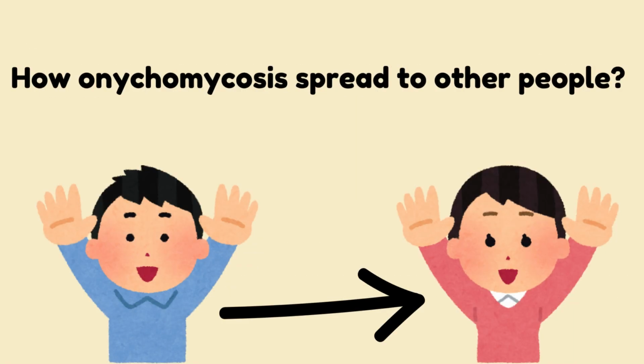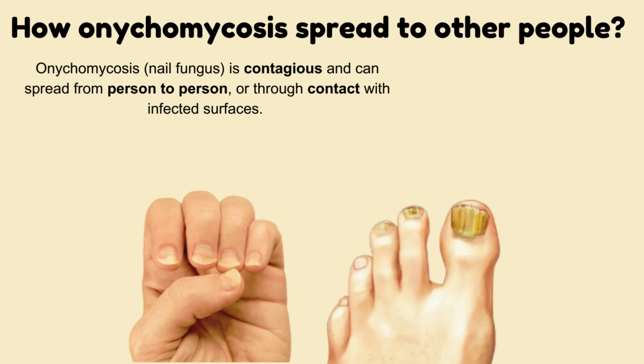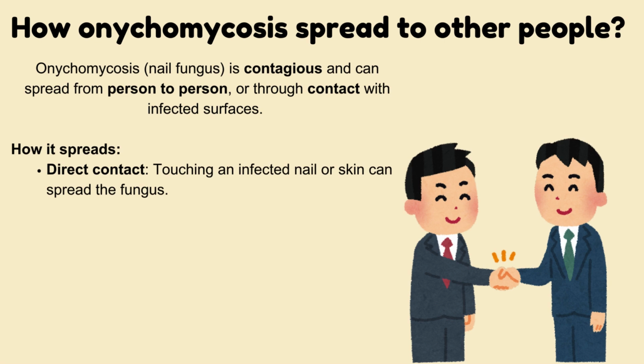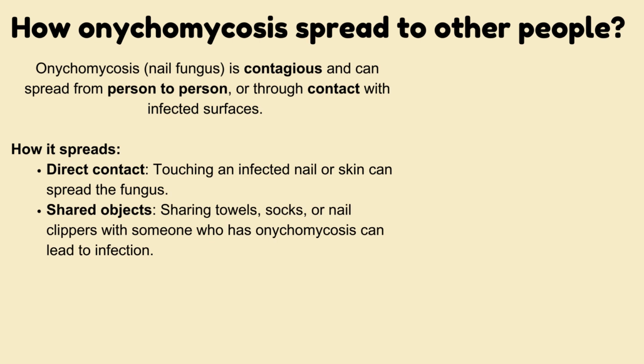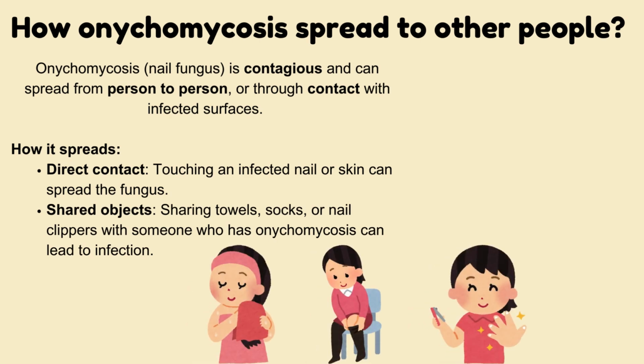How does onychomycosis spread to other people? Onychomycosis is contagious and can spread from person to person or through contact with infected surfaces. It spreads by direct contact. Touching an infected nail or skin can spread the fungus. Shared objects. Sharing towels, socks, or nail clippers with someone who has onychomycosis can lead to infection.